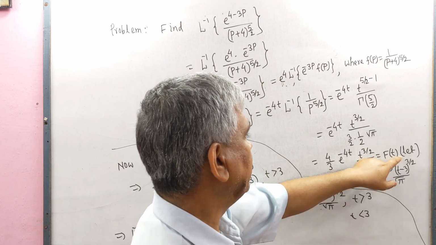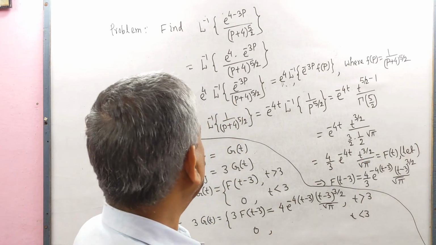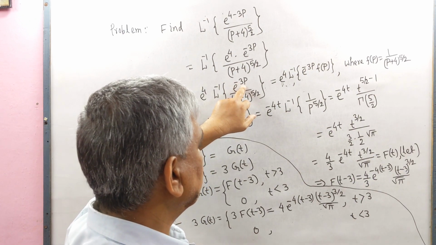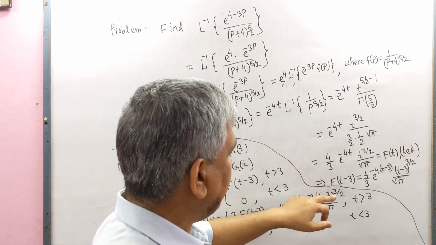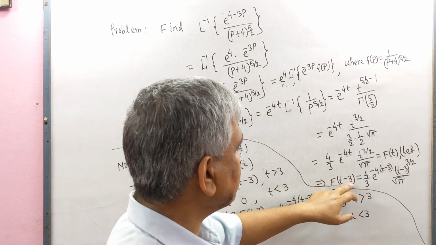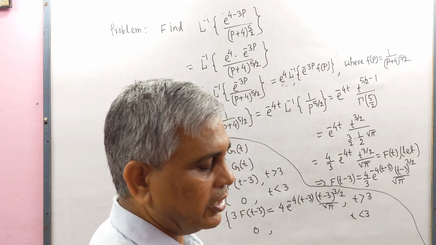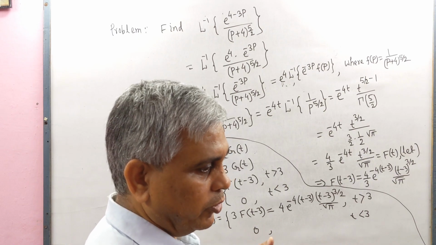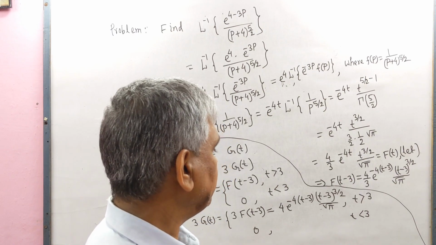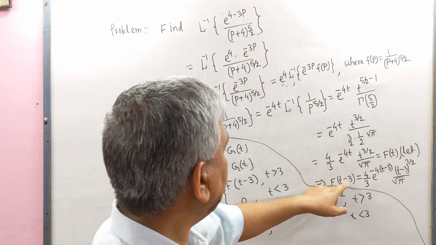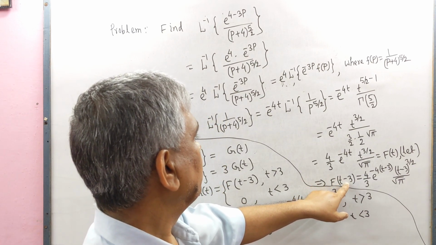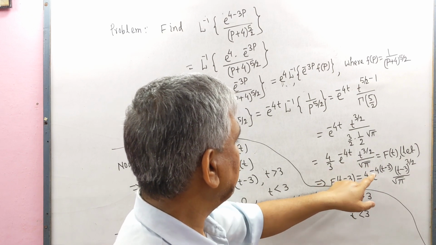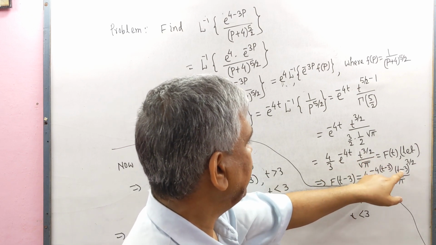Let this be f(t). Now here we have e to the power minus 3p. So we shall have to take f(t minus 3), according to the inverse Laplace transformation for the second shifting theorem. So in f(t), we replace t by t minus 3.